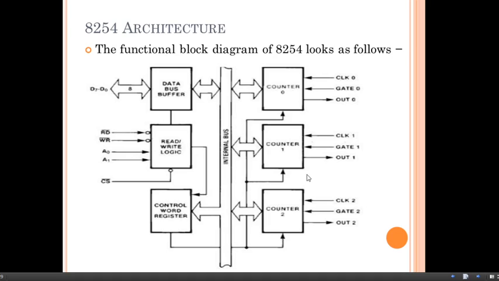Now we'll see the architecture, or we can call it the functional block diagram of 8254. So the functional block diagram of 8254 looks like this. Here we can observe that it includes mainly the data bus buffer, then read write logic. After that there is a control word register here. Here is the internal bus of 8254, and here are the counters, counter 0, counter 1 and counter 2. So mainly the functional blocks of 8254 are 4: data bus buffer, read write logic, control word register and counter 0 to counter 2.